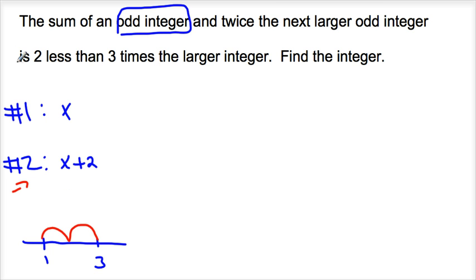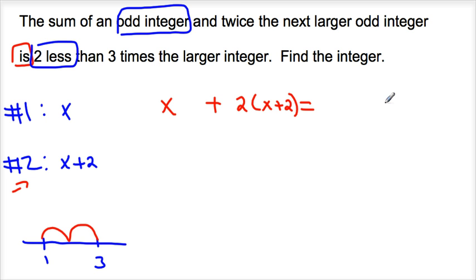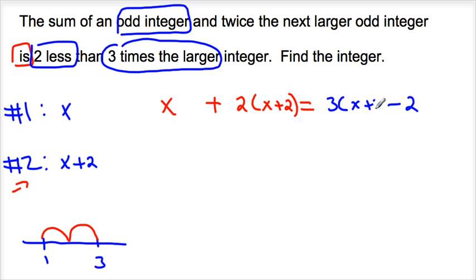the larger. So I'm going to stop here at the word is. The sum of an odd integer and twice the next larger. So the sum of, so I'm adding 2 things. The sum of x and twice the next larger odd integer is, and there's my pause, 2 less, so I'm taking 2 from something. 2 less than what? 3 times the larger. So 3 times the x plus 2.